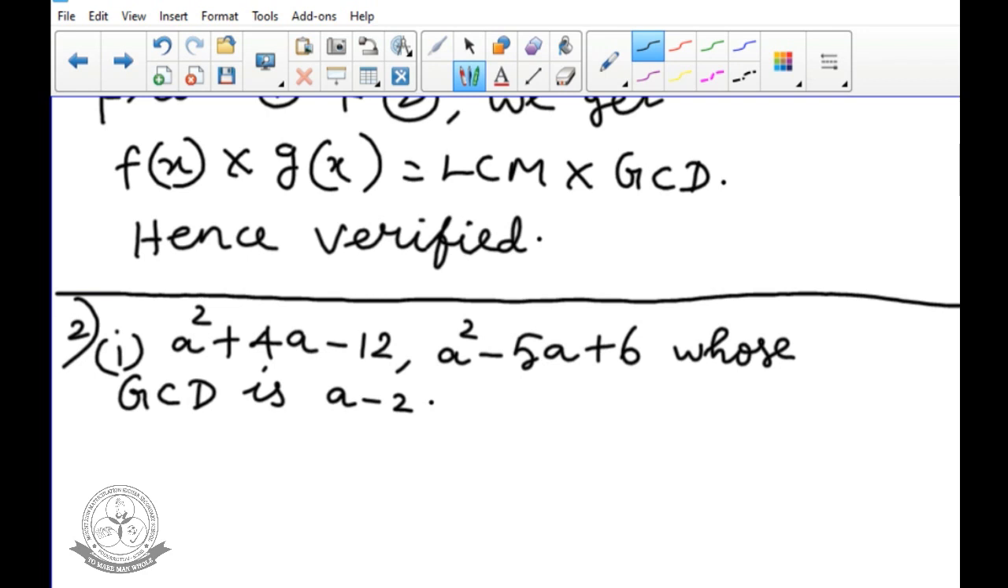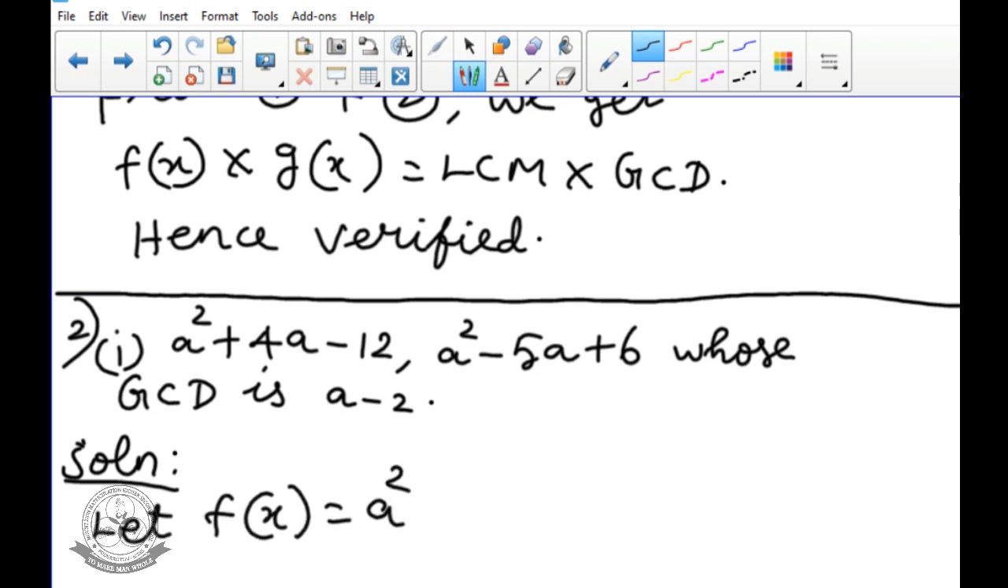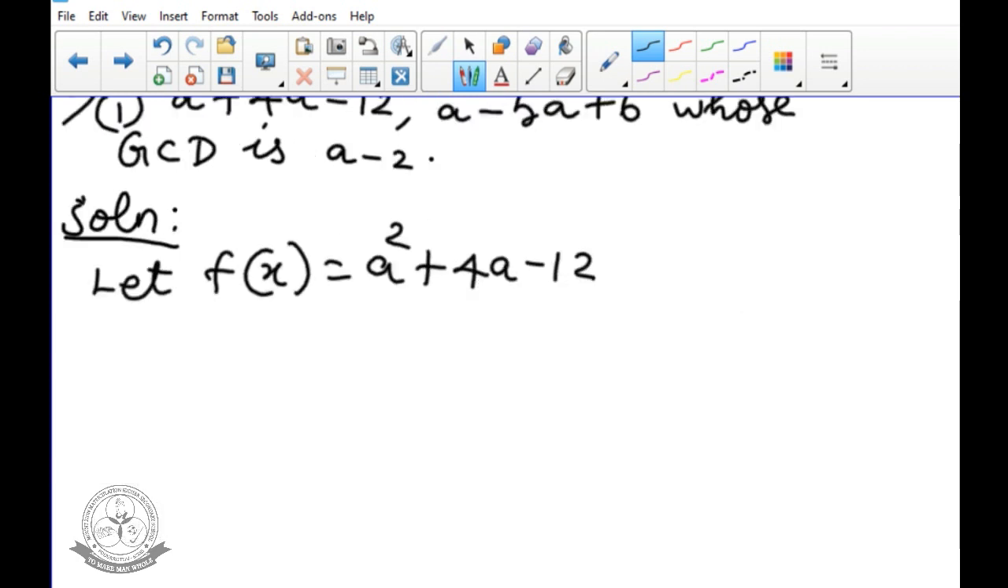The GCD is given. Next they have given two polynomials. These two polynomials we have to assume as f of x and g of x. So here f of x, g of x and GCD are given. From the given we have to find the LCM. So the first term, I assume f of x equal to a squared plus 4a minus 12. This is the first one.